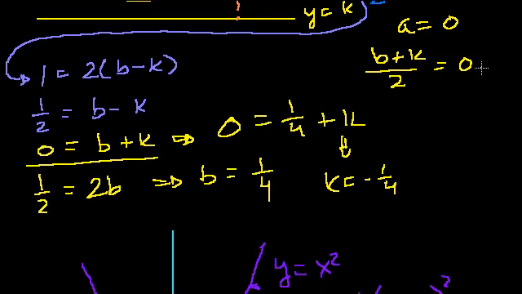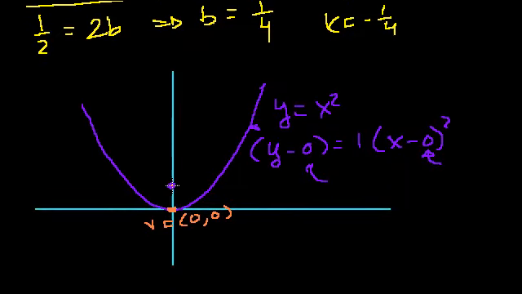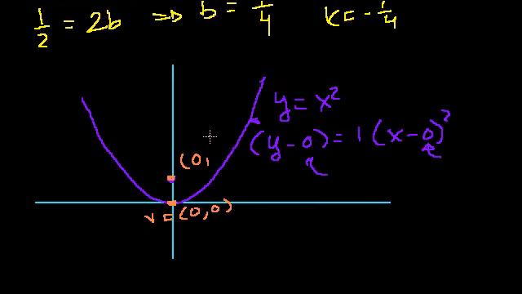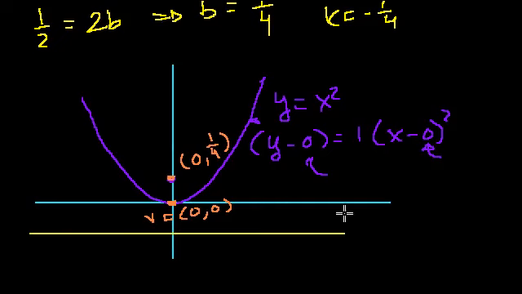So we figured out that a was equal to 0. So the coordinate here is 0. And then what's b, right? This was the coordinate 0, b. We figured out b is equal to 1/4. 0, 1/4. And then the directrix is the line y is equal to k. In this case, we figured out k is equal to minus 1/4. So our directrix is going to be right down here like that. And it's going to be the line y is equal to minus 1/4.